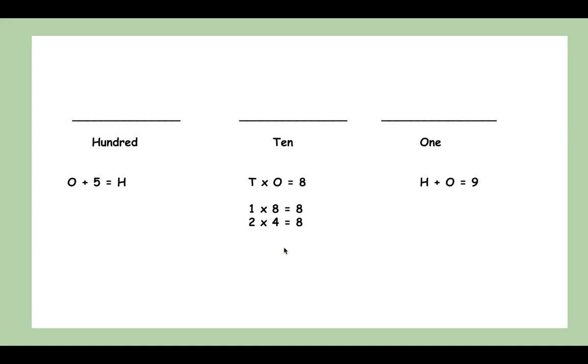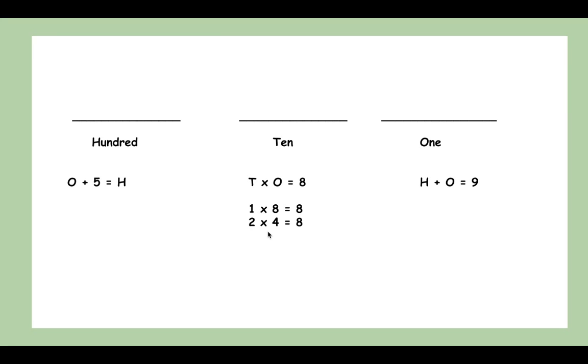Here's my whiteboard. This is how I'm going to go solving the problem. I know that the number has 3 digits. There's hundreds, tens, and ones. These are the clues. The clues said the hundreds digit is 5 greater than the ones. So the equation to find out the hundreds is the ones plus 5 equals hundreds. The next clue is that the product, which means multiplication, of the tens and ones is 8. These are the only 2 equations I know.